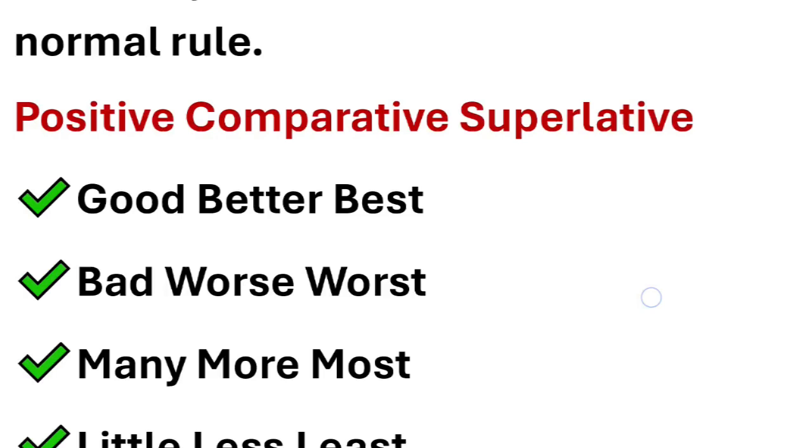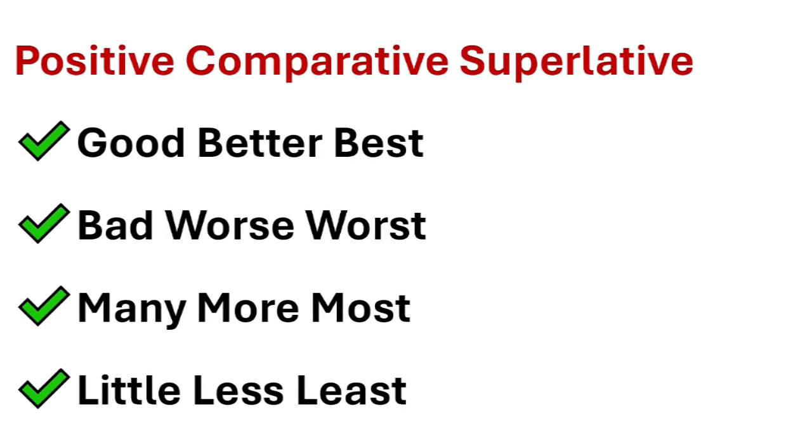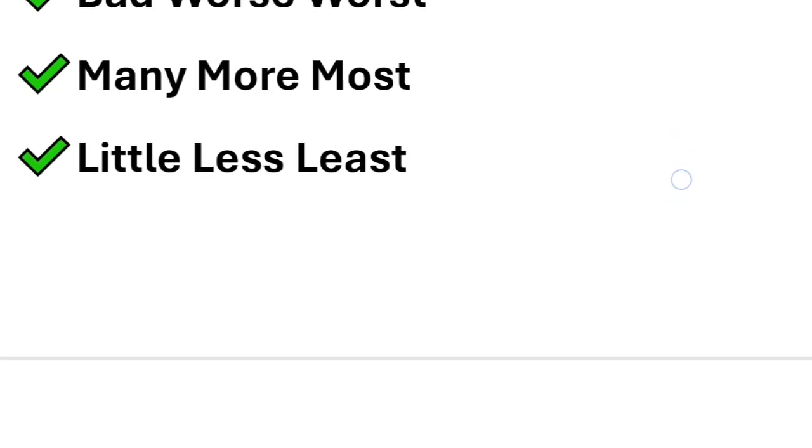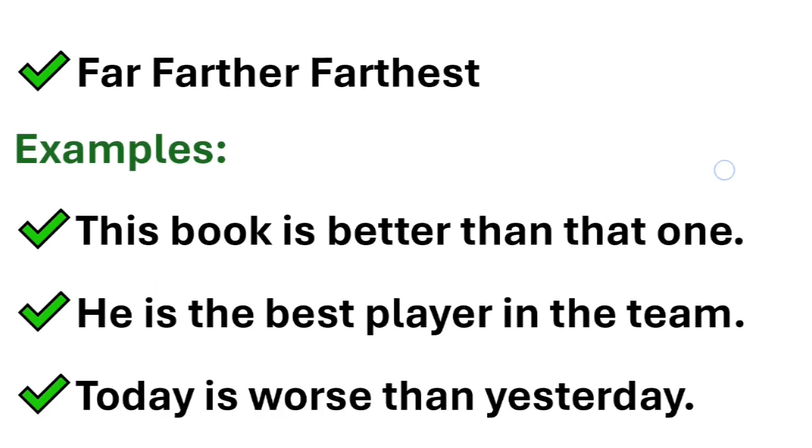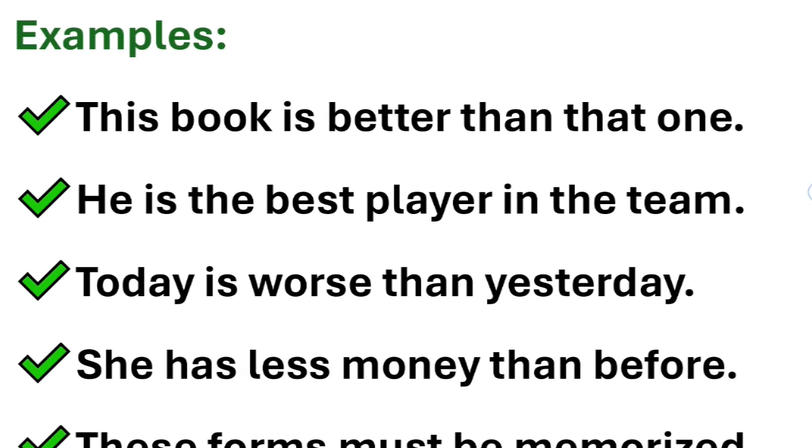Now we have some more words. Bad becomes worse in comparative and worst in superlative. Many becomes more and then most. Little becomes less and least in comparative and superlative forms respectively. So you can see that these are words which become a new word in the comparative and superlative form. Now we have far becomes farther and farthest.